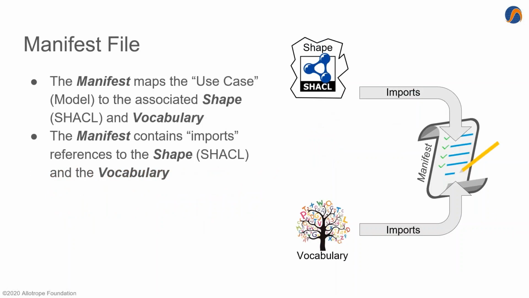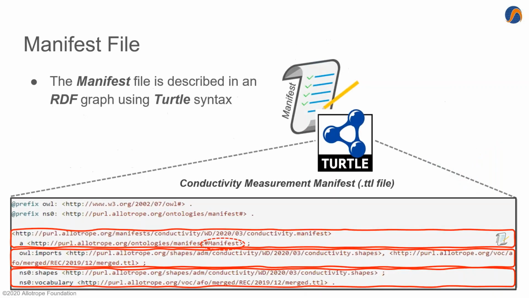So again, the manifest maps the use case, which is the model, to the associated shape and the vocabulary. The manifest contains import references to the shape and to the vocabulary. So let's take a deeper look into the manifest. This is a manifest file described in RDF using Turtle syntax. This is the entire manifest file, and it is very simple.